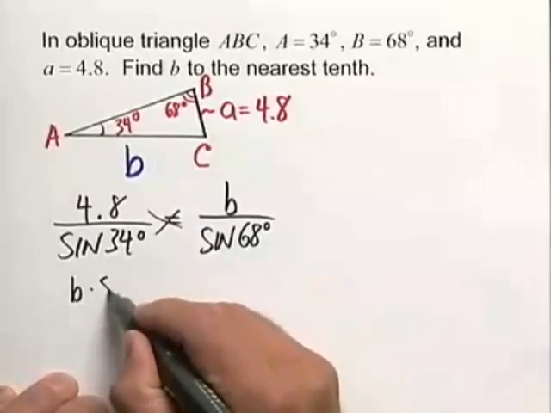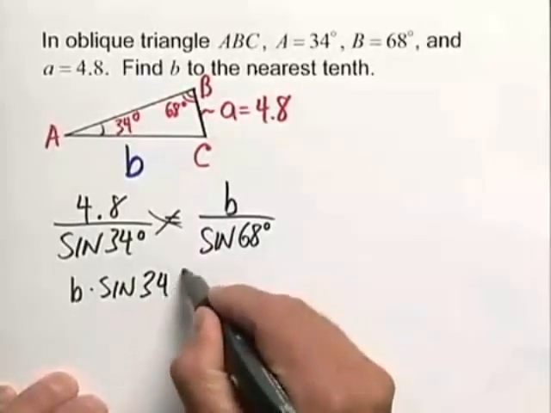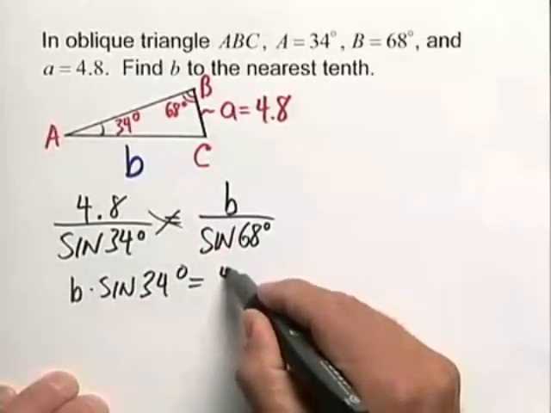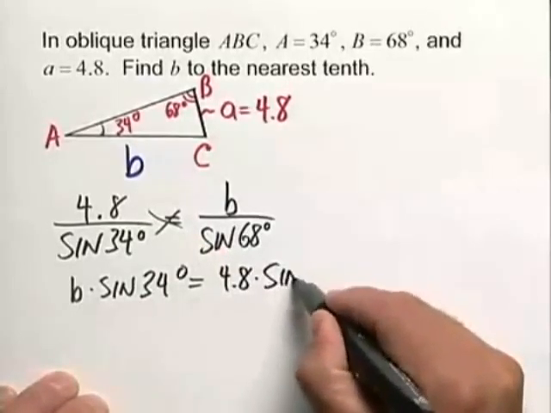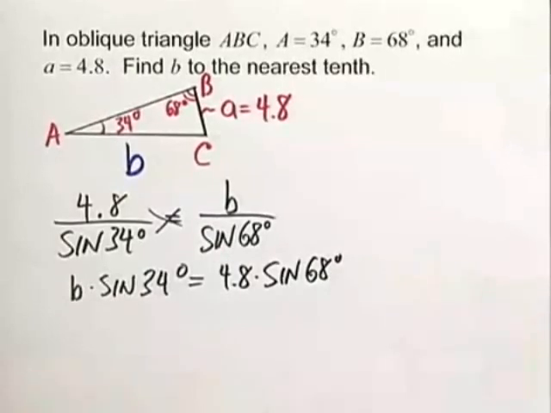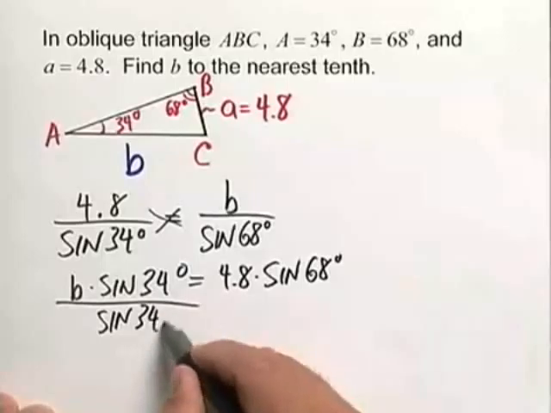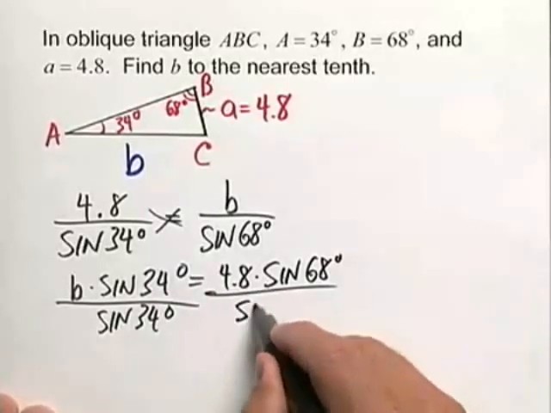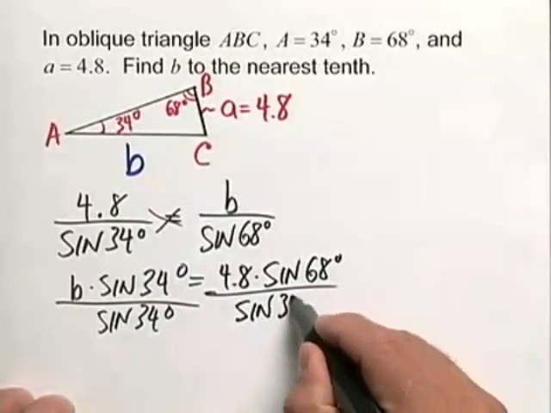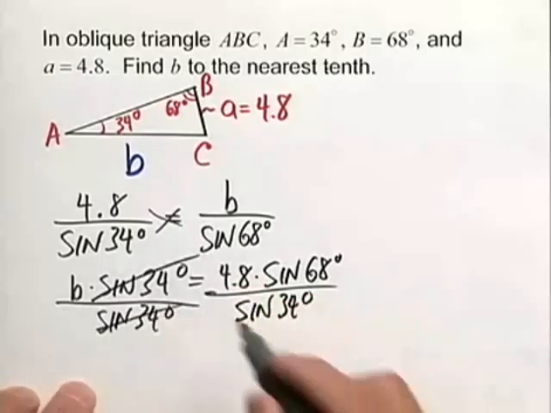We have b times the sine of 34 degrees equal to 4.8 times the sine of 68 degrees. To solve for b entirely, we'll divide both sides by the sine of 34 degrees. What you do to one side, you have to do to the other. So in this case, we've solved for b.